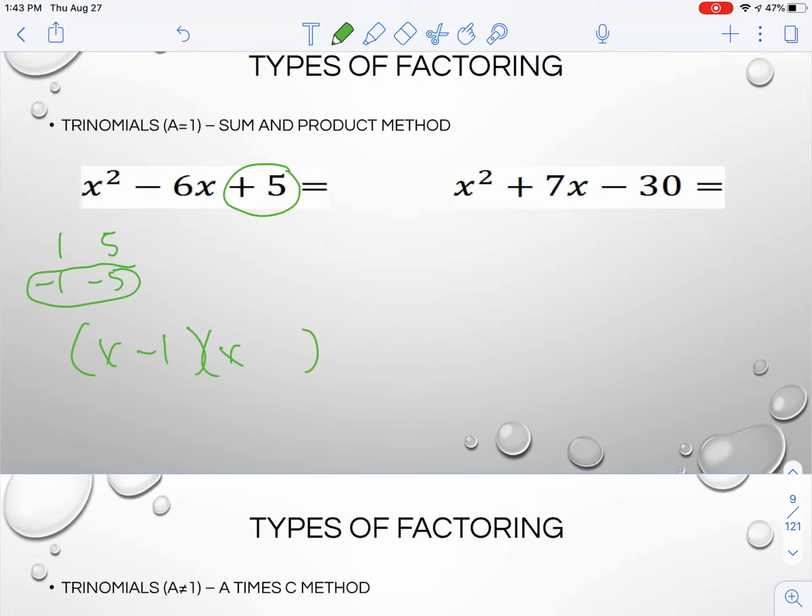So put your negative 1, put your negative 5. Here's your answer. Okay. Next one, what multiplies to give me negative 30 but adds to give me 7.